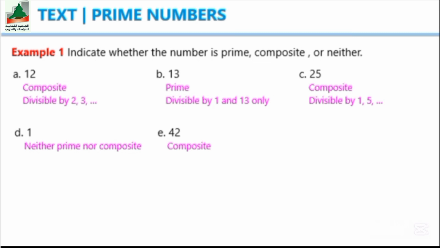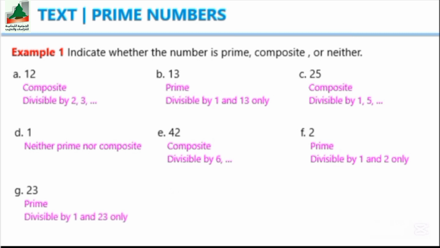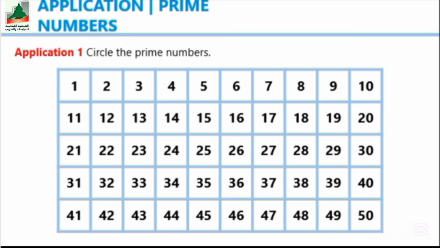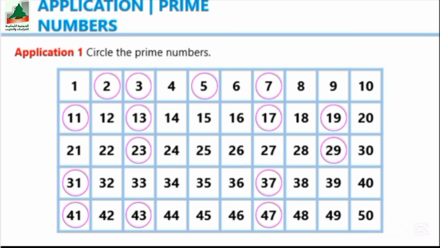42 is a composite number because it is divisible by 2, 3 and 6. 2 is an even prime number, and 23 also is a prime number since it is divisible by only 1 and itself. 51 is composite because it has other divisors. 81 is also composite because it is divisible by 1 and 9. Now try to solve this application, then check your answer.